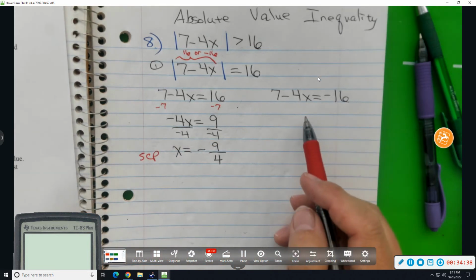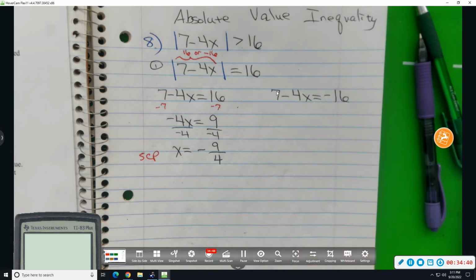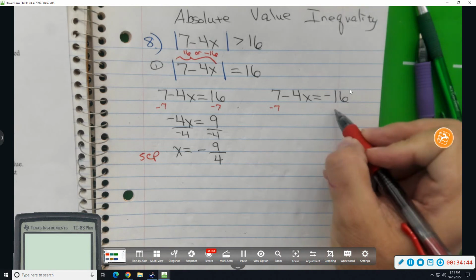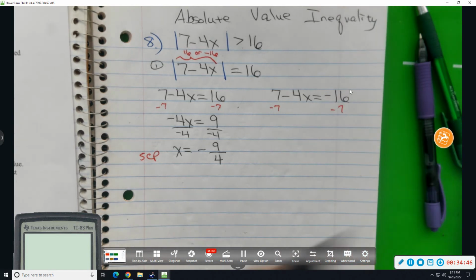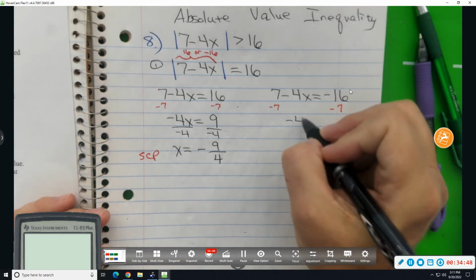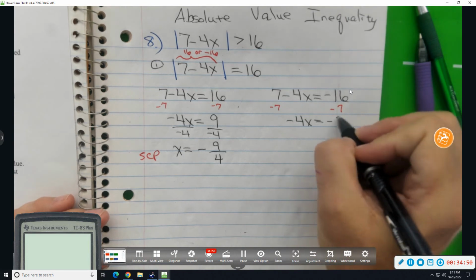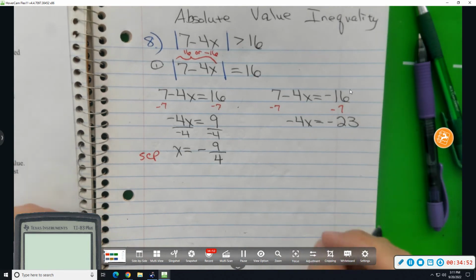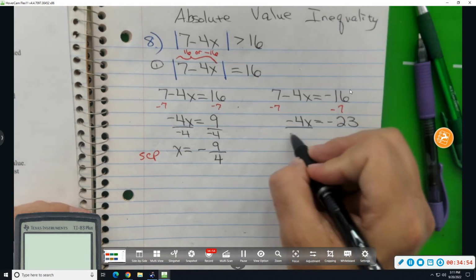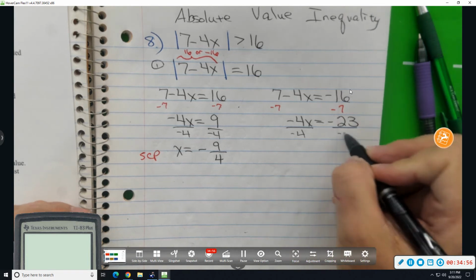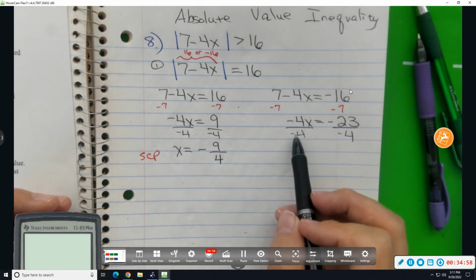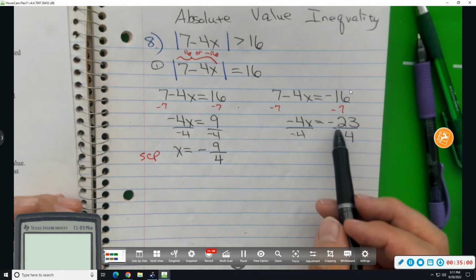Solving the second equation, what will I do? Minus 7 on both sides. So negative 4x equals negative 23, and then divide by negative 4 to make x equals negative 23 over 4.